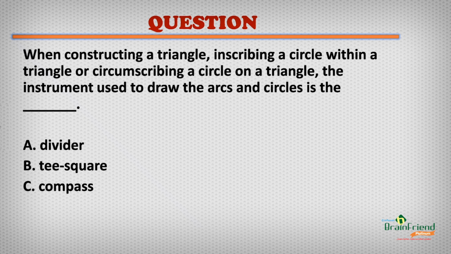Question 2. When constructing a triangle, inscribing a circle within a triangle or circumscribing a circle on a triangle, the instrument used to draw the arcs and circles is the dash. A, divider, B, T-square, or C, compass. The correct answer is C, the compass.